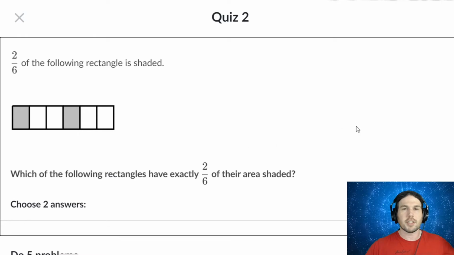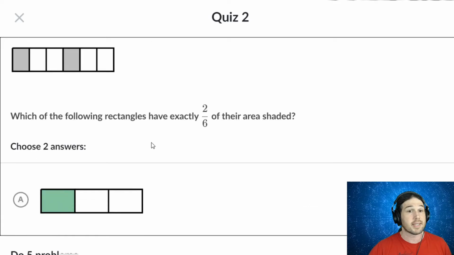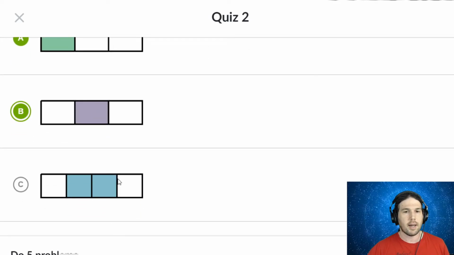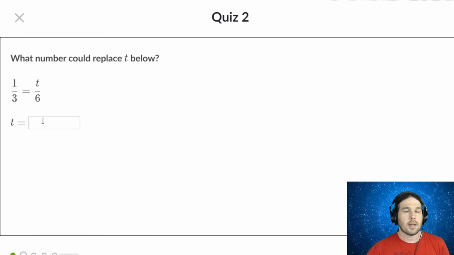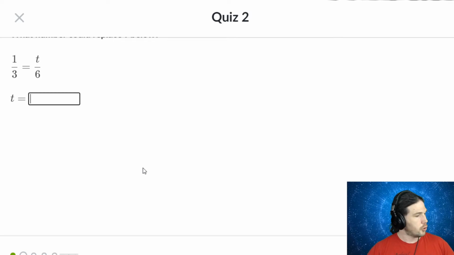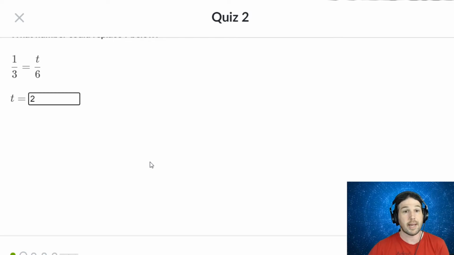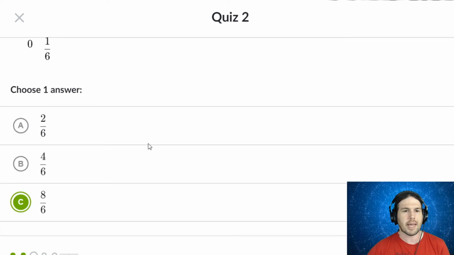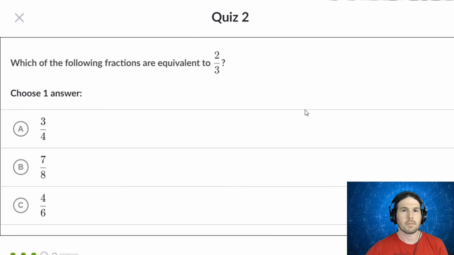All right, so this is a quiz, so I'm going to kind of burn through it really quick. 2/6 is what we're looking for, which is the same thing as 1/3. That looks like 2/4 or a half to me, so that's wrong. That would be 2/6 is the same thing as 1/3. I actually had to check myself for a second. Let's see. We want to find something that's equivalent to 4/3. That would be 8/6. 2/3 is the same thing as 4/6.